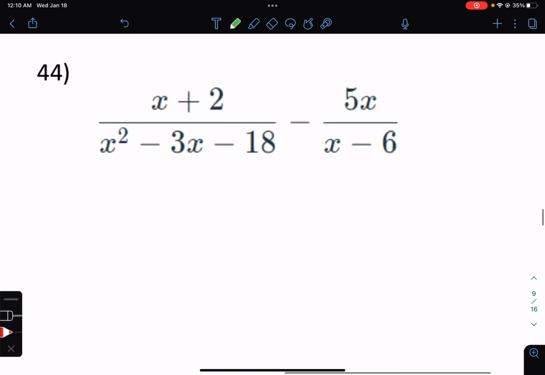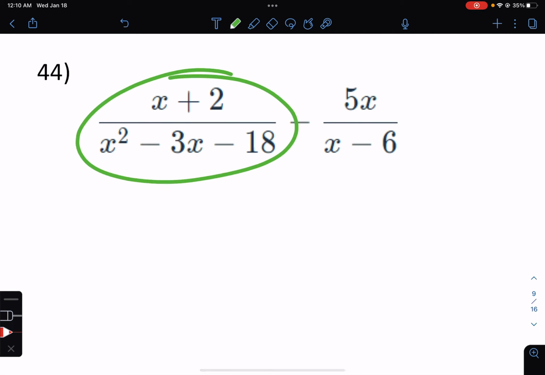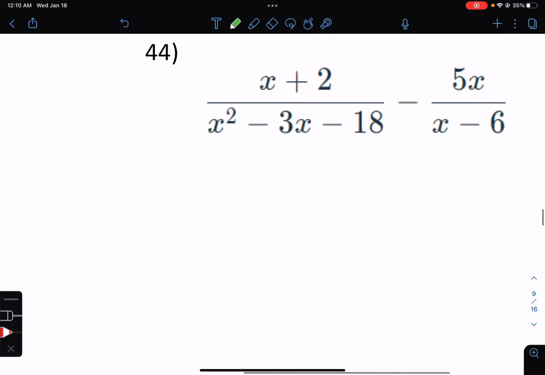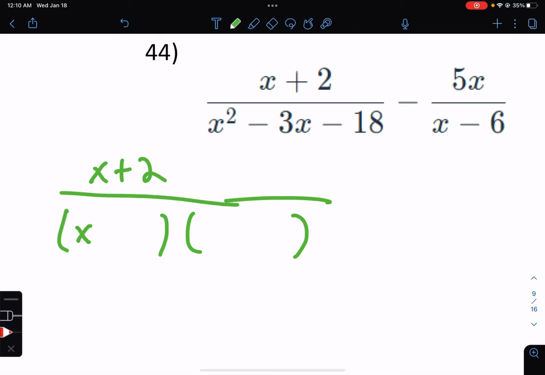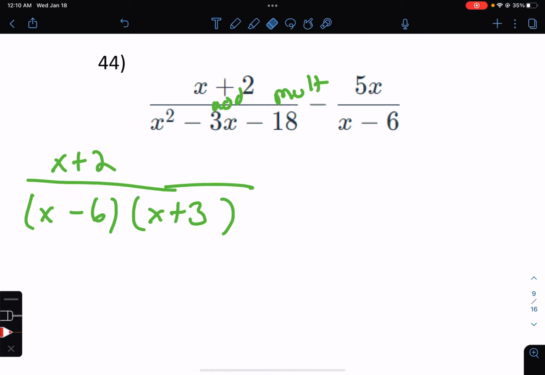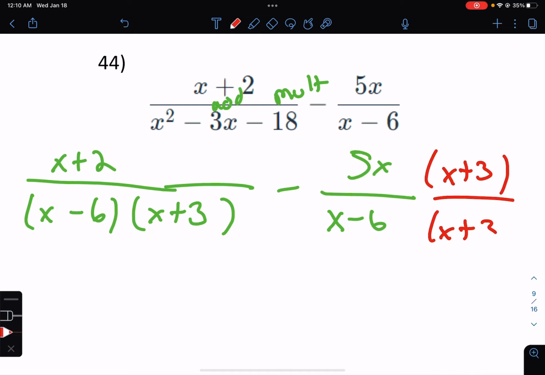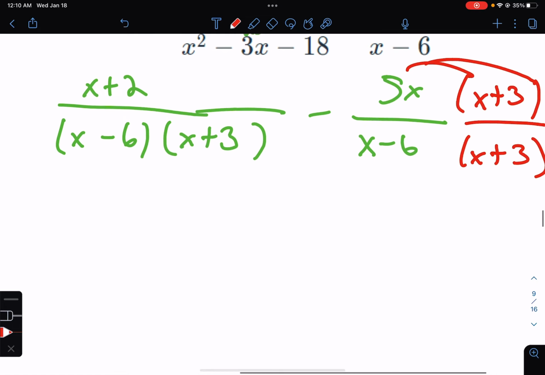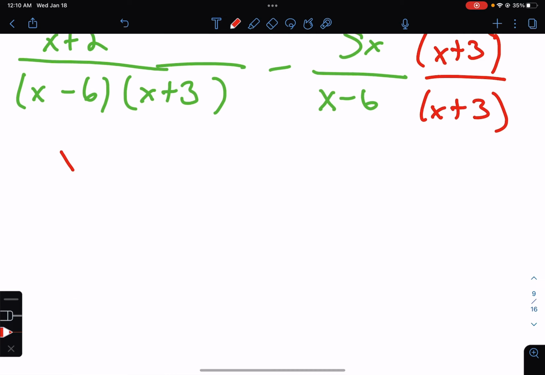Next one. All right, so, of course, we've got to go ahead and make sure we factor this guy. So we've got x plus 2, and our bottom here is going to be x minus 6, x plus 3. Remember, what multiplies to this adds to this. So looking at the second guy here, he is missing the x plus 3. So I'm going to multiply the top and the bottom by x plus 3. All right. Again, make sure you distribute. So we end up with this guy. He stays the same because he already had the common denominator.